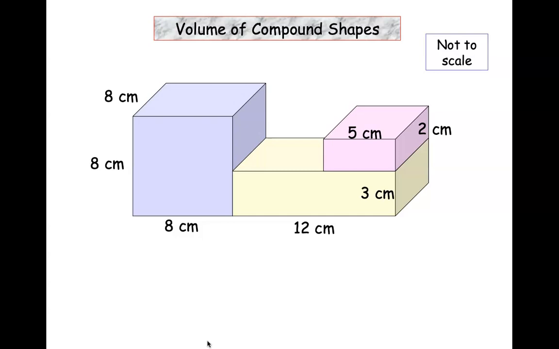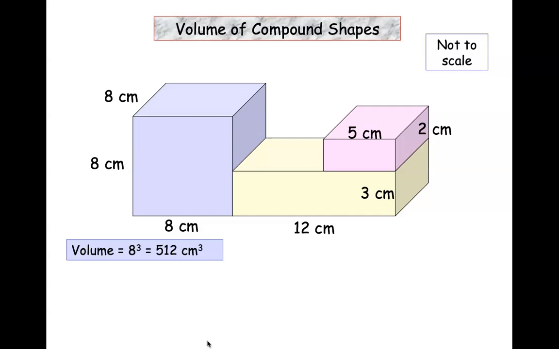We would separate the compound shape, which I've done for you on the screen, into a Smurf blue cube on the left. So there is a cube of 8 centimeters by 8 centimeters by 8 centimeters on the left. There is a pink, or possibly that's lilac, cuboid on the top right, and that's 5 by 2, and then we need to work out a missing measurement. And the same with the yellow cuboid, which is 12 by 3, and we also need to work out a missing measurement. So let's have a look at how we do this.